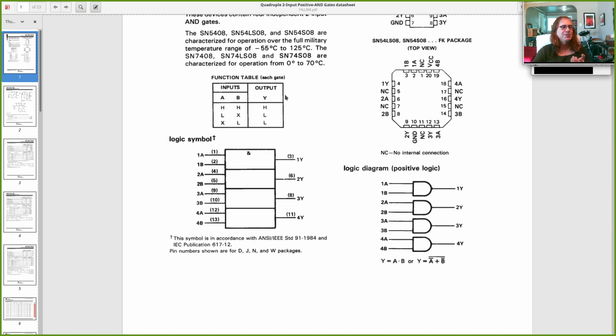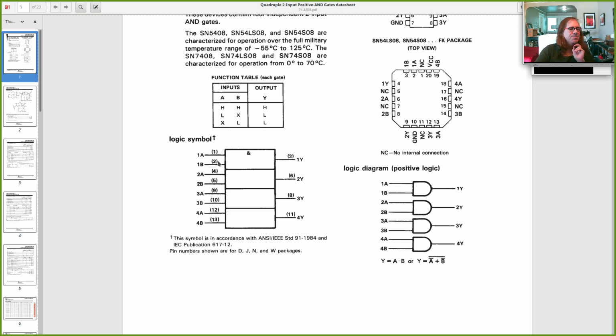Here's the basic function table. This is a truth table. Each gate has 2 inputs, A and B, and output Y. They use high and low instead of 1 and 0. So if both inputs are 1, the output's 1. If A is low and B is anything, the output's low, and vice versa.